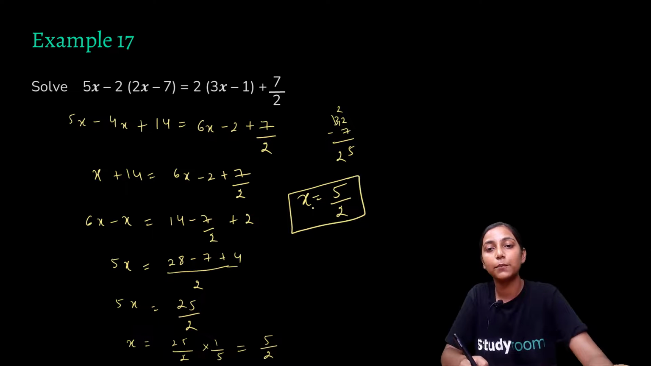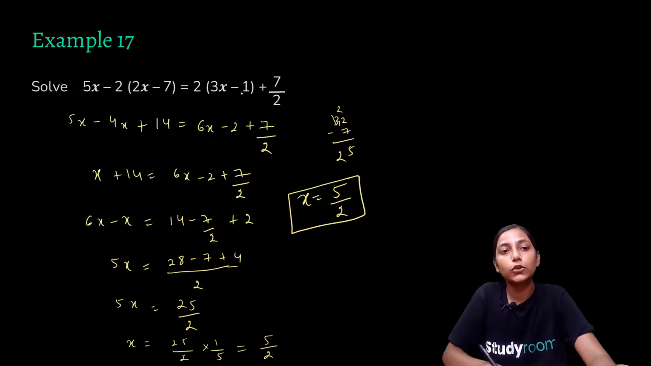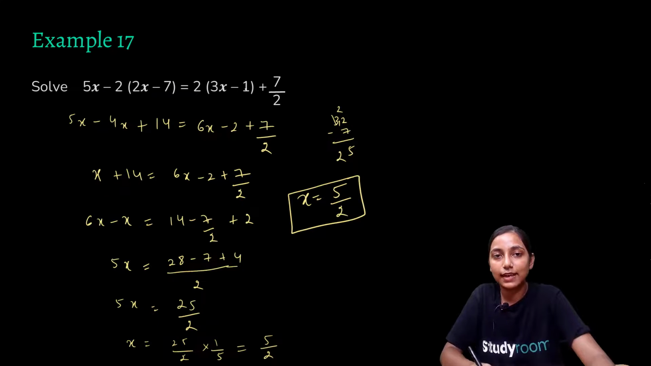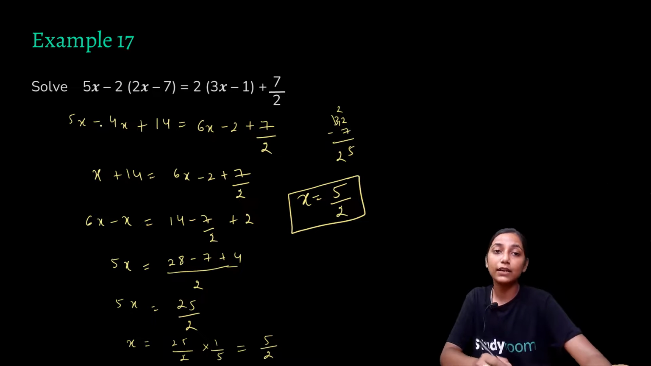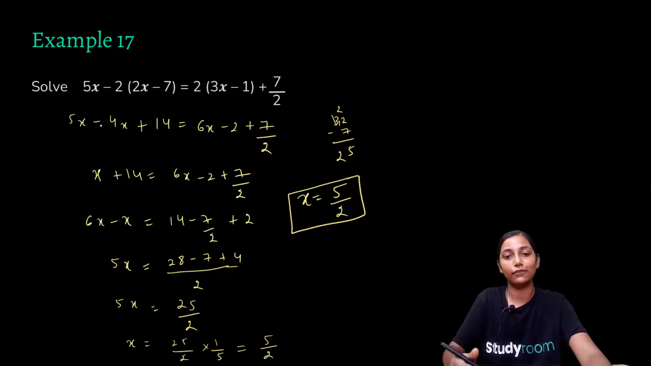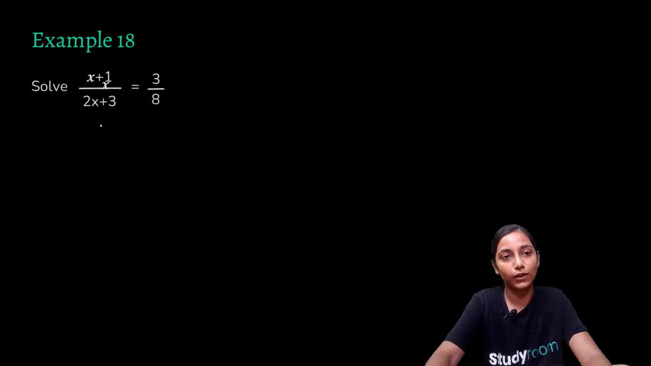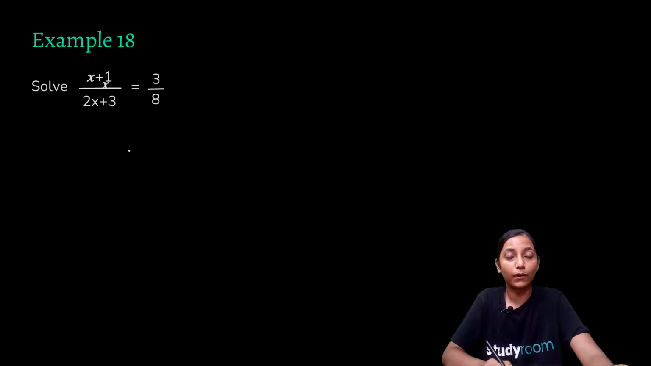You can check this by putting the value 5 by 2 in the place of x everywhere, and you can see that the left hand side will be equal to the right hand side. Therefore, this is the solution of this whole equation. What is our next example?